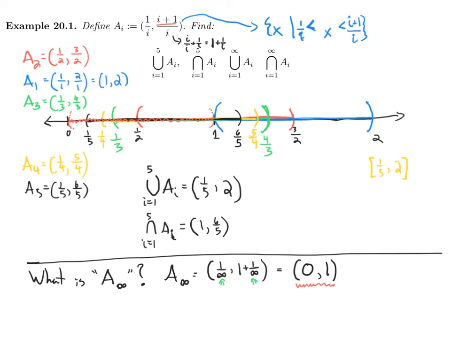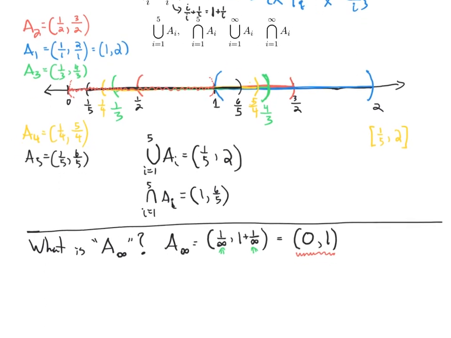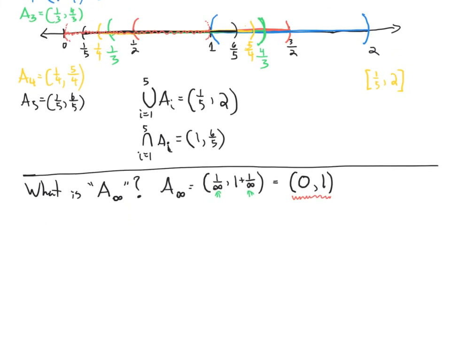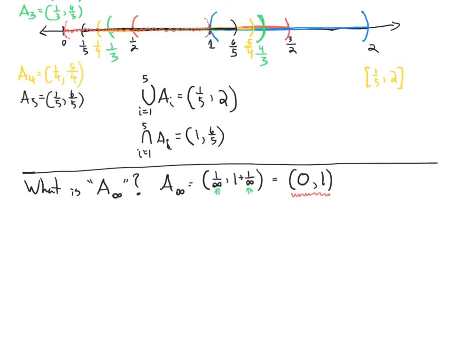So if we think about it, what is the union and intersection of all of these? So let's scroll up just a little bit. I want to keep this here. So let's do the infinite union first. So I can write it like this, of the AIs.